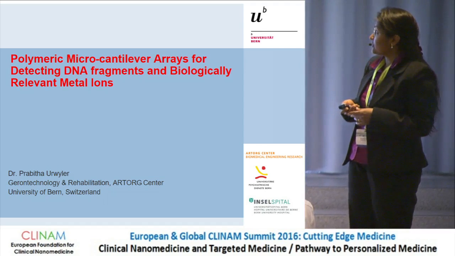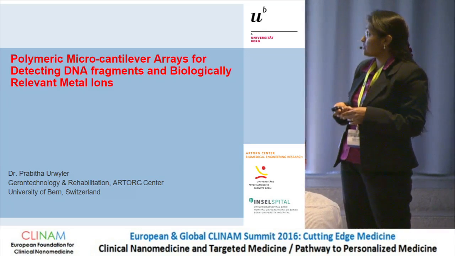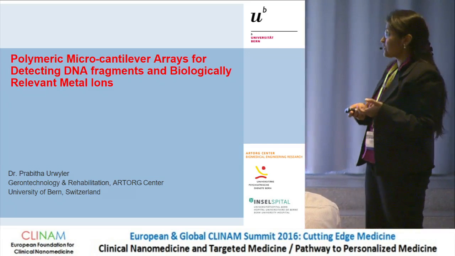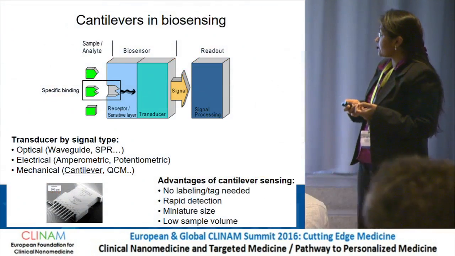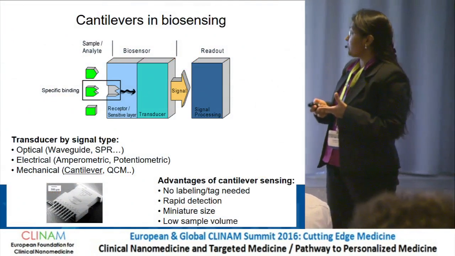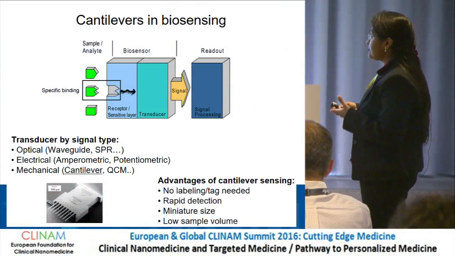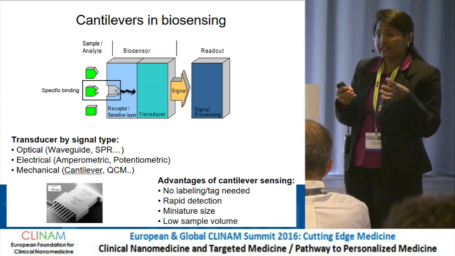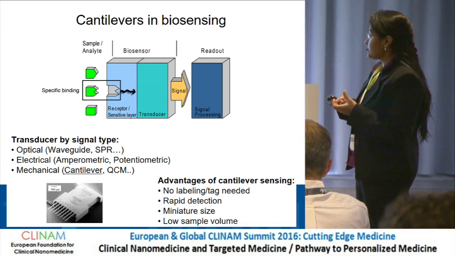So what I'm going to talk to you about is how we apply polymeric microcantilever arrays to detect DNA fragments and metallic ions, which have physiological importance. To start with, the motivation is to apply cantilevers in biosensing. So what is biosensing? Biosensing is detection of specific analyte binding, sample analyte binding, via a transduction.